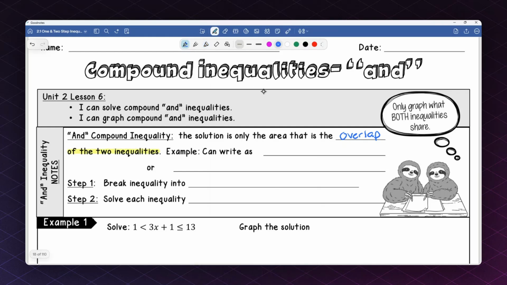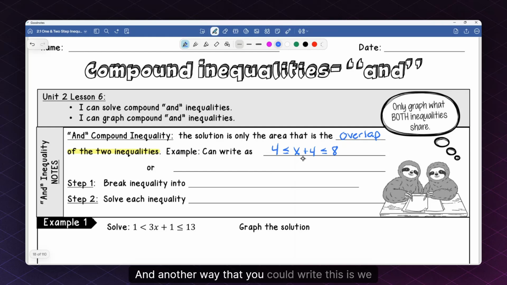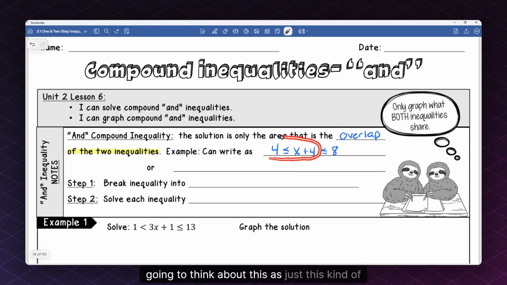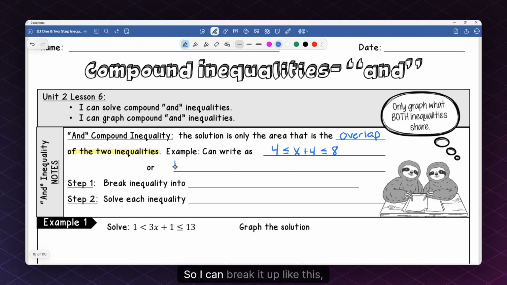So you could be given a problem that looks similar to this, where it is 4 is less than or equal to x plus 4, and then less than or equal to 8. And another way that you could write this is we would break this up into two chunks. I am going to look at this left portion and think about this as just this simple inequality that I see right here in that circled area. So I can break it up like this, where I have 4 is less than or equal to x plus 4.